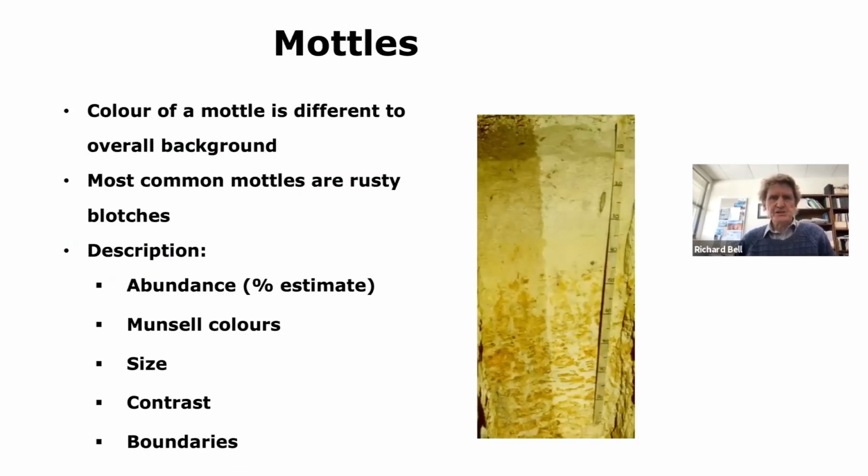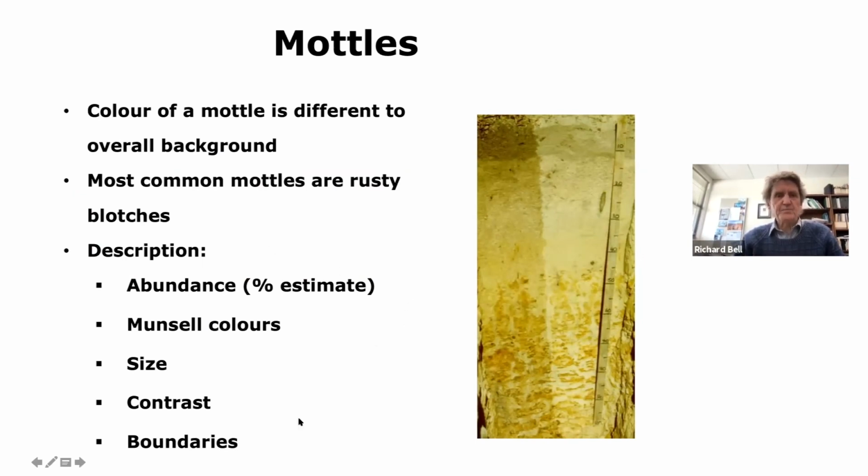Different horizons within the profile might have either very uniform colours or mixed variegated colours that we refer to as mottling. And the most common type of mottling is a rusty reddish brown coloration. And that can be indicative of differences between soils, and it can be indicative of waterlogging in the profile.